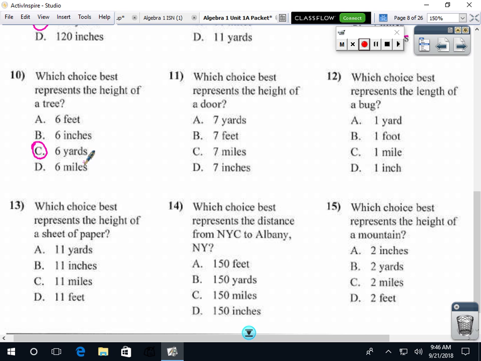How many feet is 6 yards? 18, because there's 3 feet in 1 yard, so 6 times 3 would be 18 feet. Number 11.